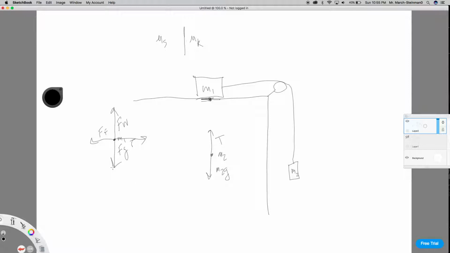And the real question is, at what point are we going to have some static equilibrium or eventually dynamic equilibrium? What we're going to look at is the cases where we have a mass that's too big or too small.